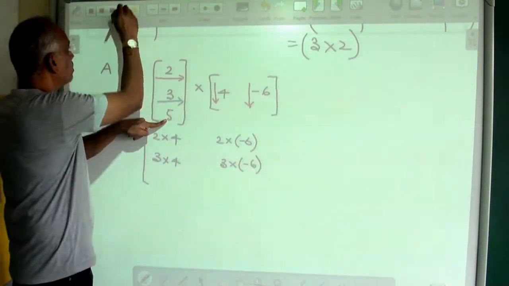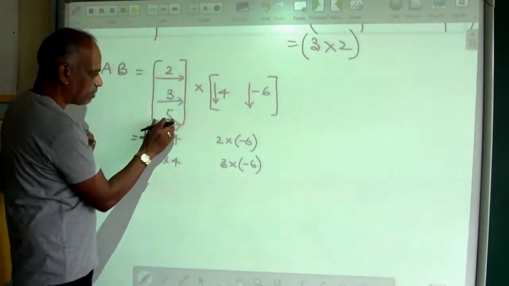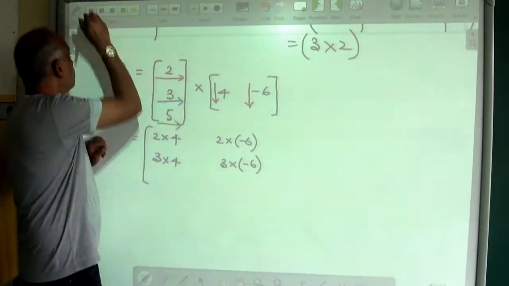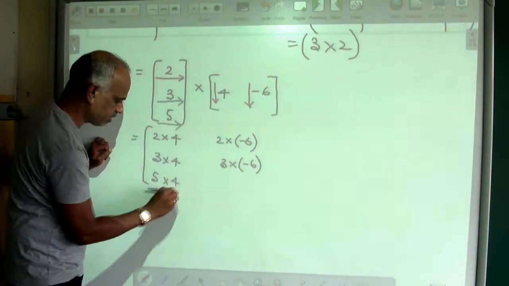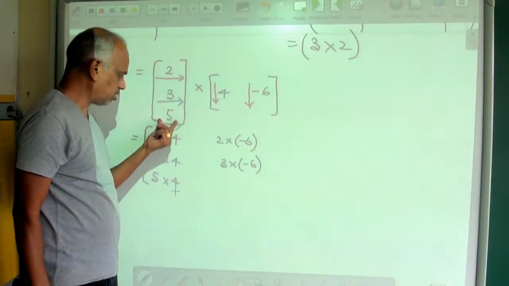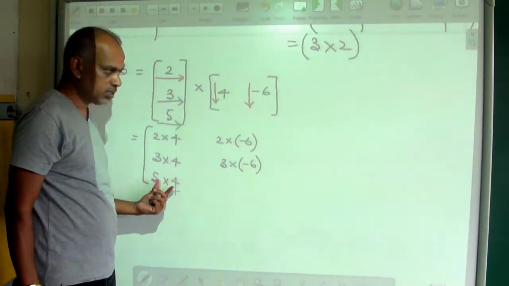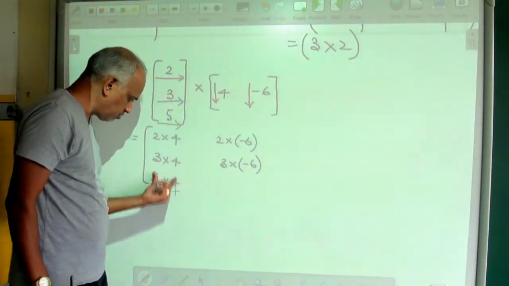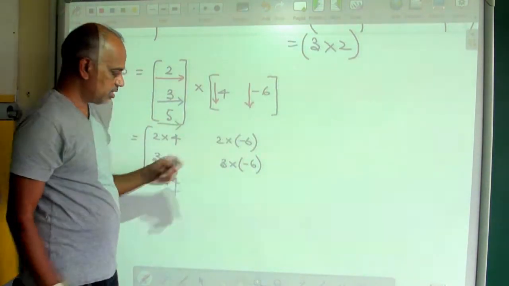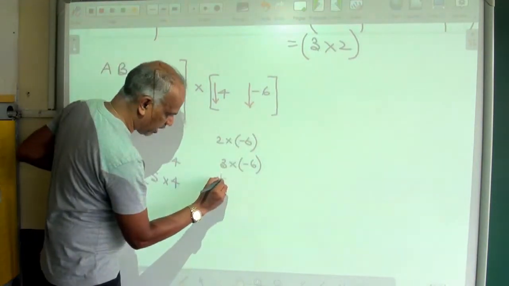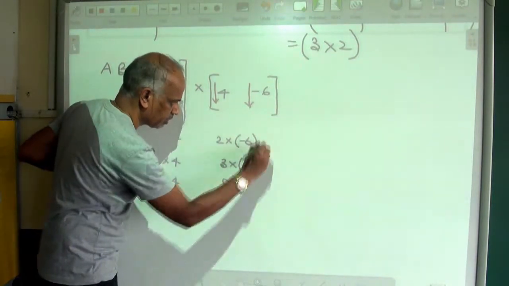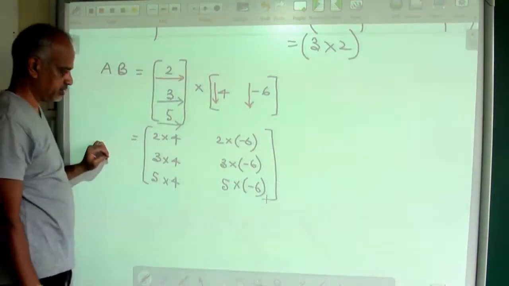Now there is a third row. This one. Multiply the third row with first column. That is 5 with 4. So 5 into 4. So that is third row with first column. Because you use the third row, your answer is in the third row. Because you use the first column, answer is in the first column. Again, you multiply 5 with minus 6. So 5 into minus 6. Your multiplication is complete. Okay.